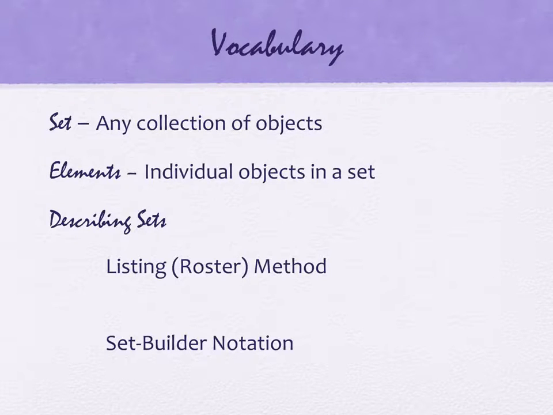There are two different ways to describe sets. One of them is the listing or the roster method. This would be the idea of actually writing down all of the things in that collection of objects, that set. So you're just listing all of them out. And that works pretty well if the set is a small set. Most of us could do that with our family members, right?